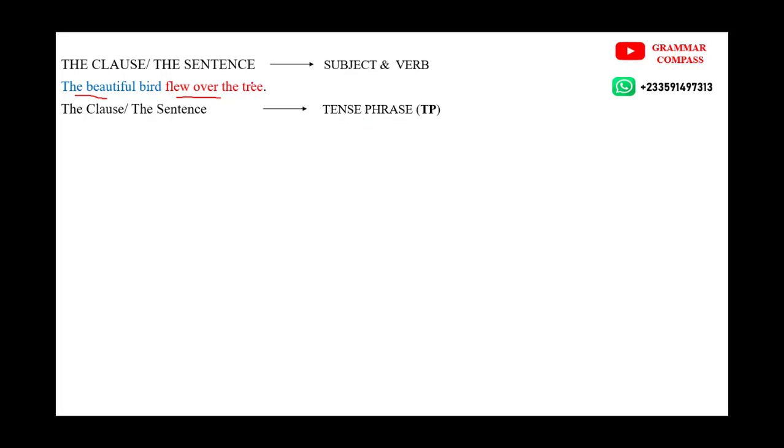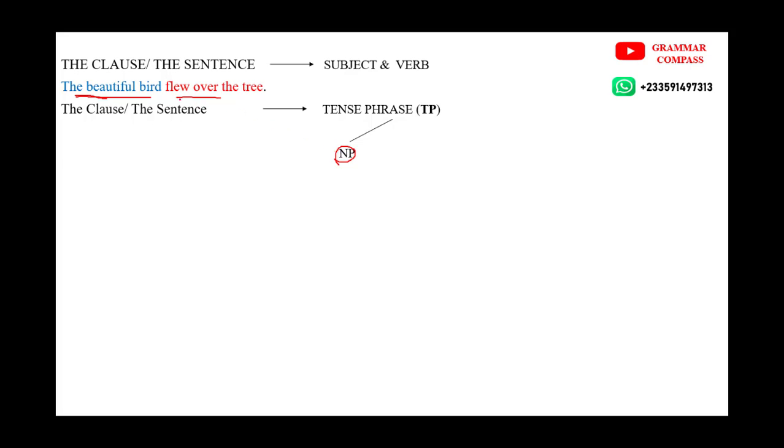Just as in traditional grammar, we would say a sentence consists of a subject and a predicate, in phrase structure grammar, the tense phrase consists of two major parts. That is, 1. The noun phrase part. So this is the part that constitutes the subject. For example, can you identify the noun phrase in this sentence? The beautiful bird flew over the tree. Here, our noun phrase is the beautiful bird. So this will be our NP. That is the first part of every tense phrase or every sentence in phrase structure grammar.